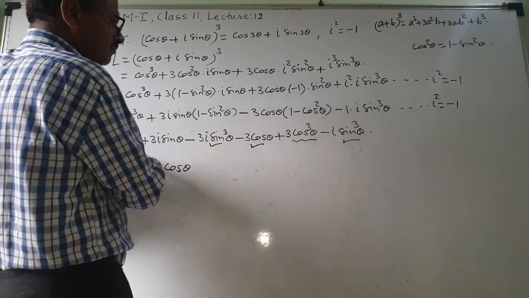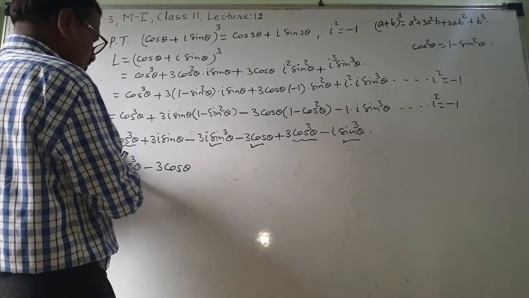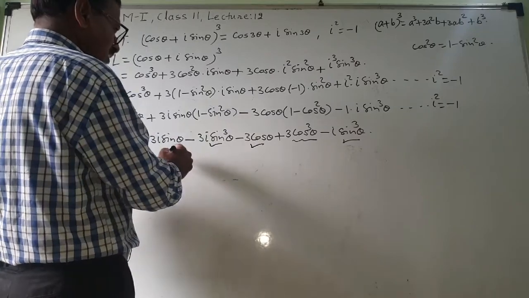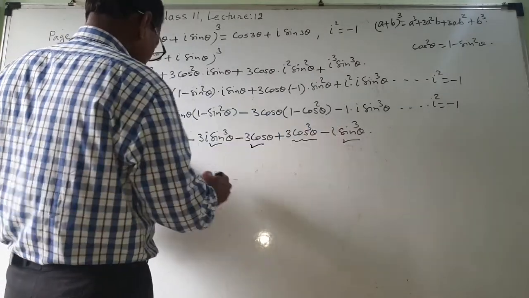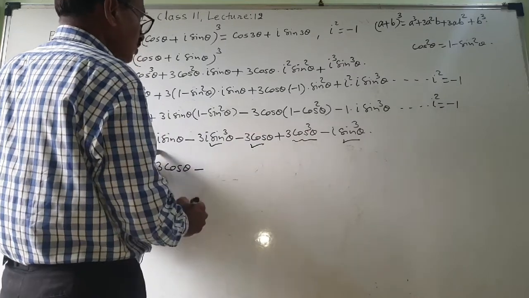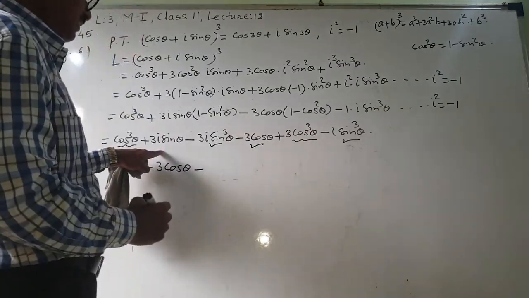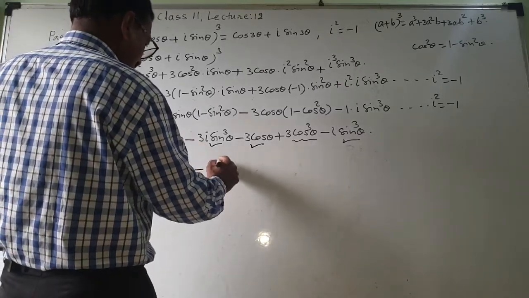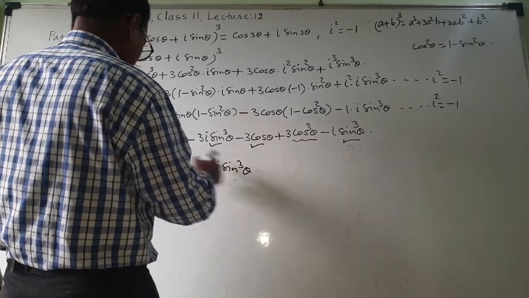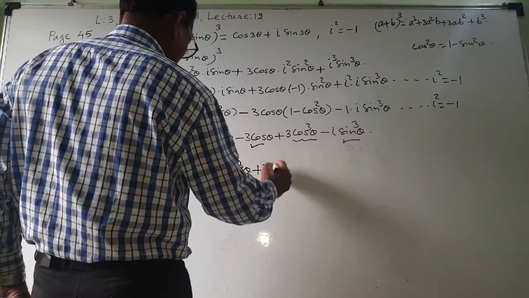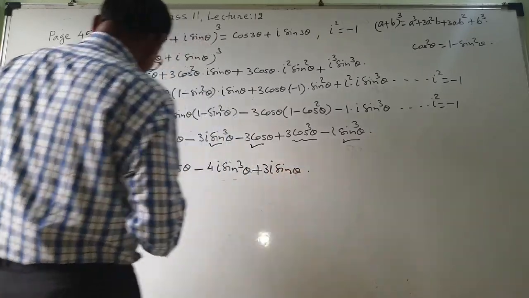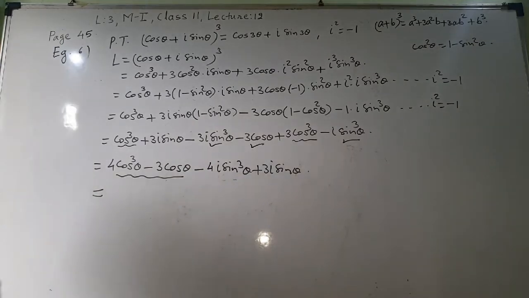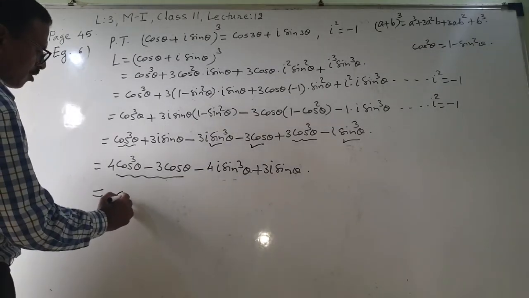Now the remaining, this 3 I will take: cos cube theta plus 3 cos cube theta is equal to 4 cos cube theta. Now this minus 3 cos theta taken over here. Now what is remaining? These 3 are remaining: minus 3i sin, this minus 4i sin cube theta, and plus 3i sin theta. Okay. Now see, whose expansion is it? It is of cos 3 theta, cos of 3 theta.